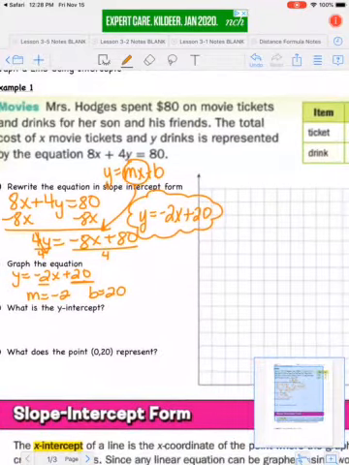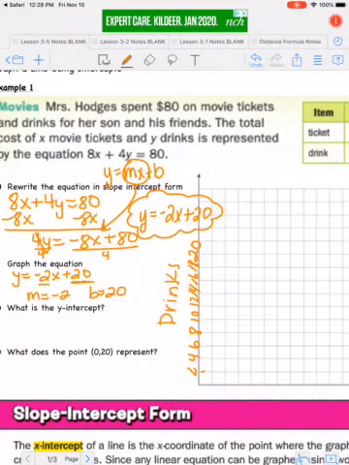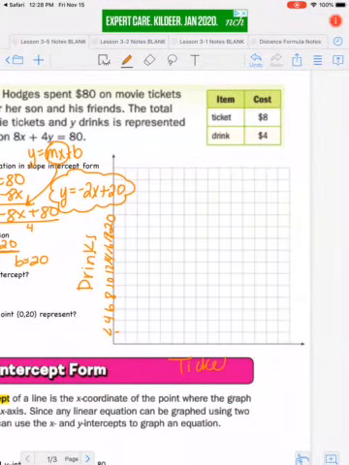So when we go ahead and graph, I'm going to label all of my lines. So this is 2, 4, 6, 8, 10, 12, 14, 16, 18, 20, and this is our drinks. And then the other side is our tickets, and we're going to label that 1 through 10. So 1, 2, 3, 4, 5, 6, 7, 8, 9, and 10.